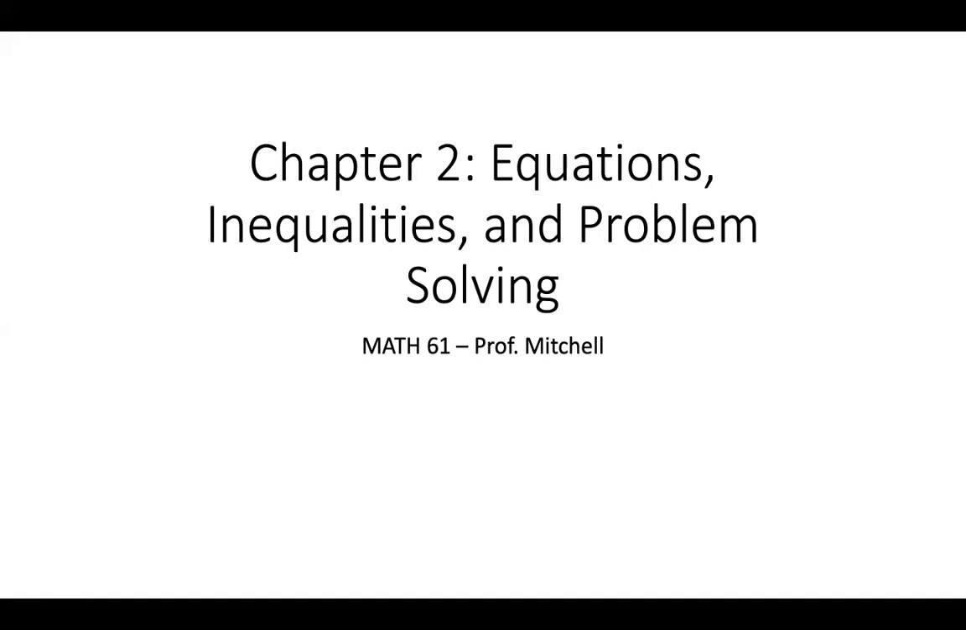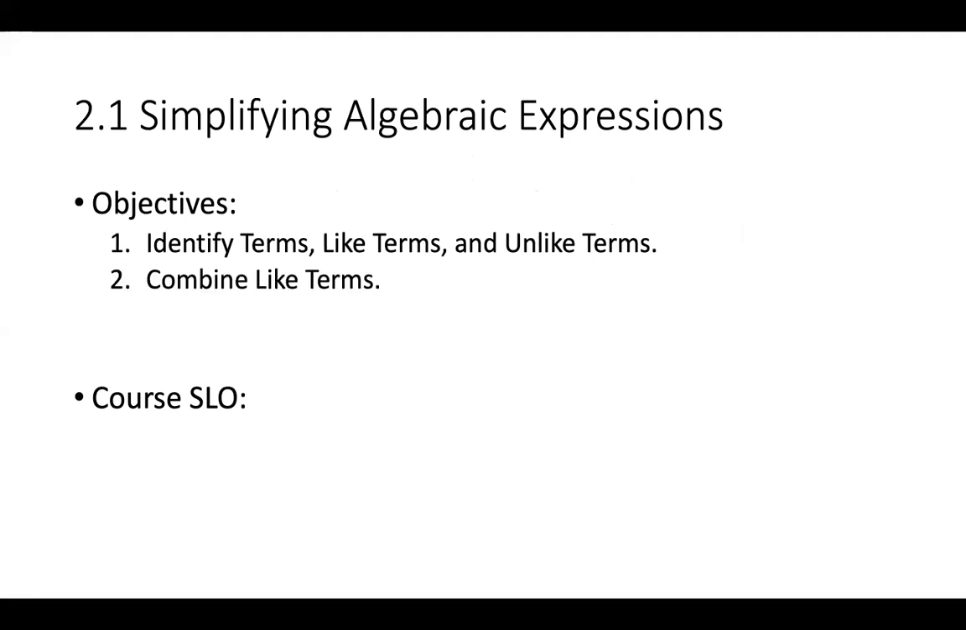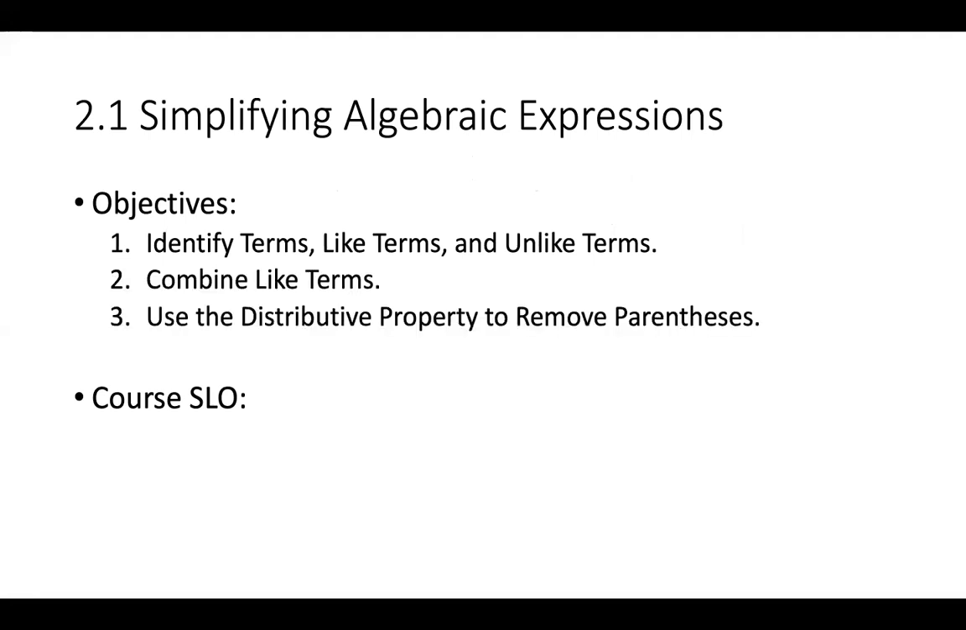Today we're starting Chapter 2 on equations, inequalities, and problem solving. And we're going to start with Section 2.1 on simplifying algebraic expressions. In this section, we will identify terms, like terms, and unlike terms. We will combine like terms. And we will use the distributive property to remove parentheses. And wait a second, I think there's one more. Yes, we will write word phrases as algebraic expressions.